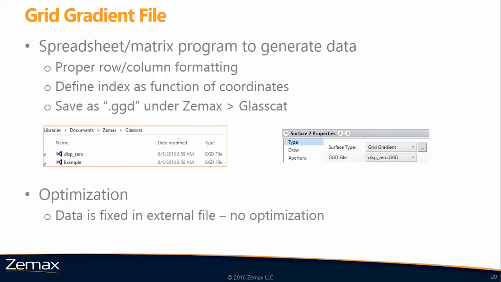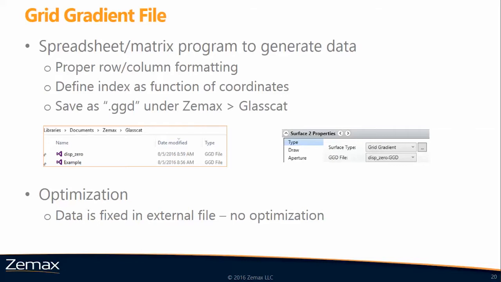Based on availability, I used Excel to automatically populate the index column with values as a function of the coordinates for that row. A spreadsheet program was useful because the data maintains its formatting when copied from a spreadsheet into a code editor, from which it can be saved as a GGD file with the rest of OpticStudio's material data, which are already present in your documents.